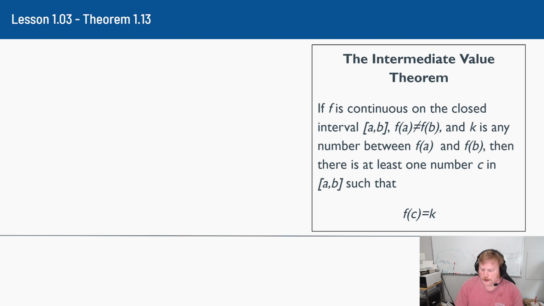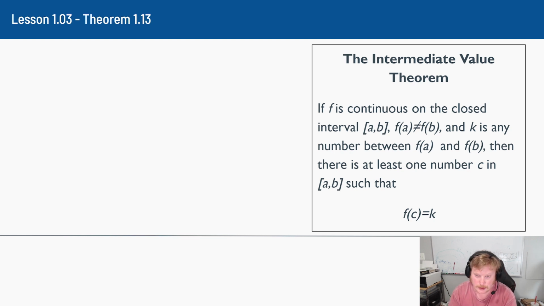Okay. So first, let's talk about the definition. The intermediate value theorem I have written up. If f is continuous on a closed interval from a to b, and f of a is not equal to f of b, and k is any number between f of a and f of b, then there's at least one number c that is between a and b such that f of c is equal to k.